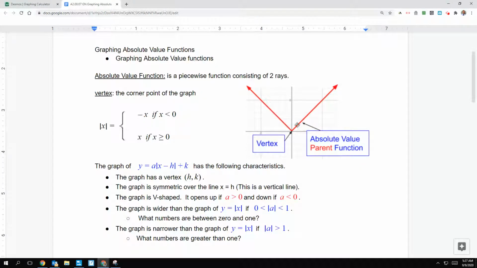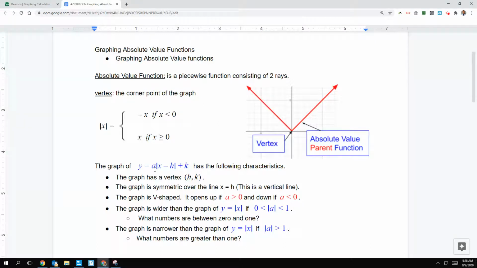So basically that just divides this function into two parts. From 0 to positive x is going up and to the right, not including 0, but every negative value is going to go up and to the left. The vertex is the corner point in the graph, so there's the vertex right there. This is the parent function. This is the most basic form of the absolute value function.